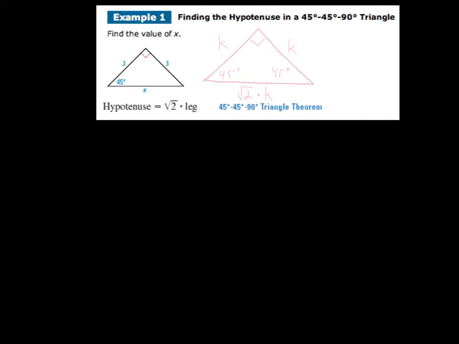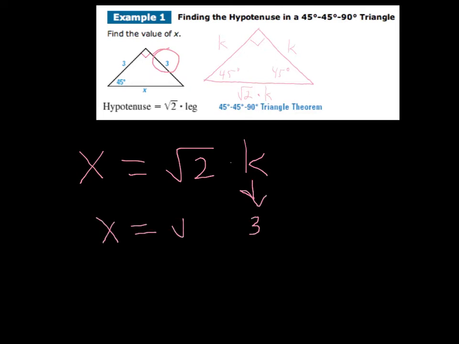I know from looking at my model that the hypotenuse is equal to radical 2 times a leg, or radical 2 times k. So what I'm going to do is simply say that x is equal to radical 2 times k. But I know from the given in my example that k has a value of 3. So x is equal to radical 2 times 3. And the only thing we don't like is the order in which it is written. So x is equal to 3 radical 2. And that's all we can do, unless we'd like to change it to a decimal, which we don't want to do.